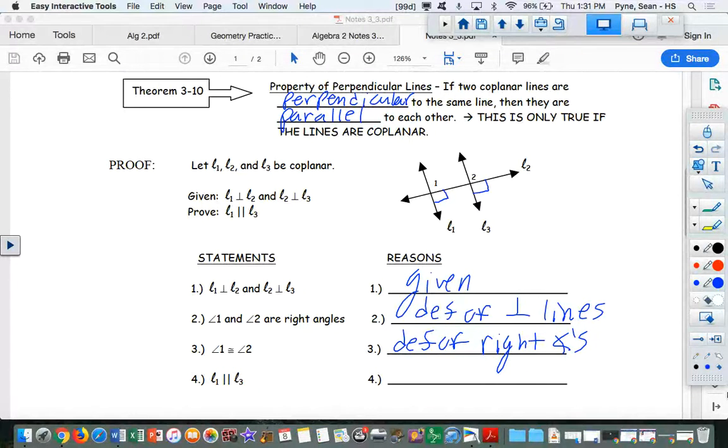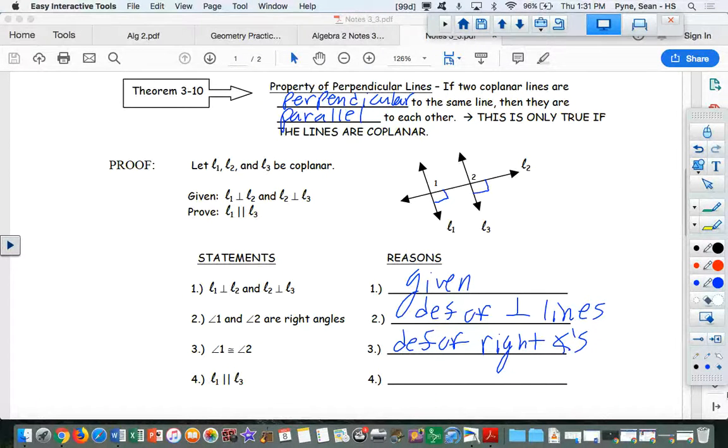Yes? Isn't it basically the same thing though? What do you mean it's the same thing? Because they're corresponding lines. But it's not corresponding because we don't know these lines are parallel yet. We're about to prove that they're parallel.